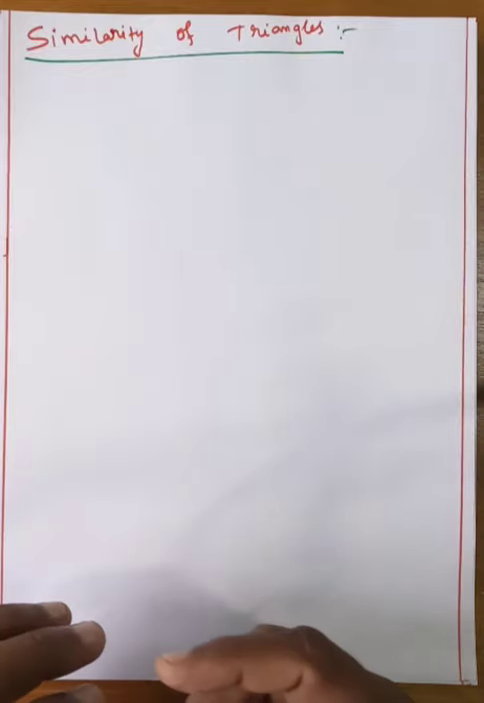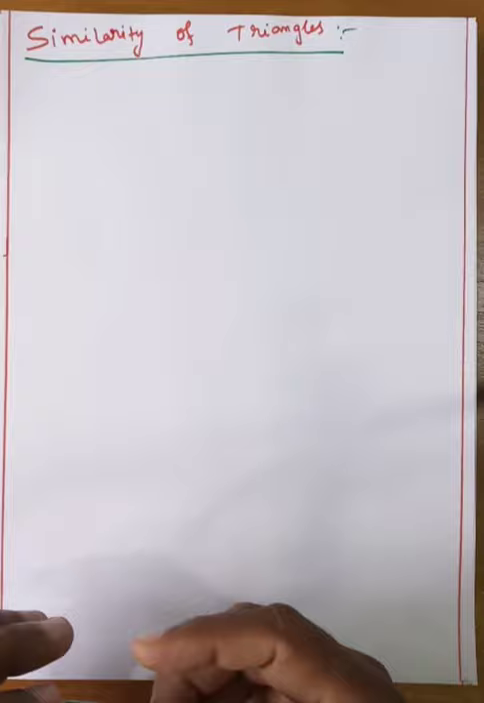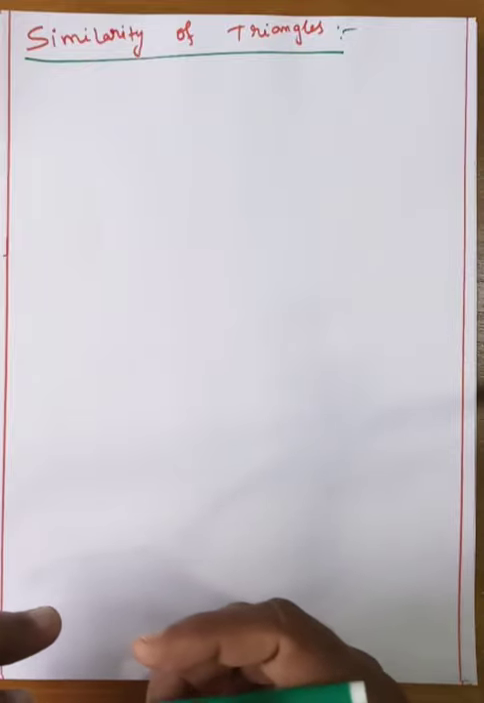Similarity of triangles. Before, we discussed the similarity of polygons. What is the meaning of polygon? Triangle is also a polygon. For any two triangles, compulsorily you will take that they have the same number of sides, so three sides, their corresponding angles must be equal, and their corresponding sides are in the same ratio. All triangles are also polygons.